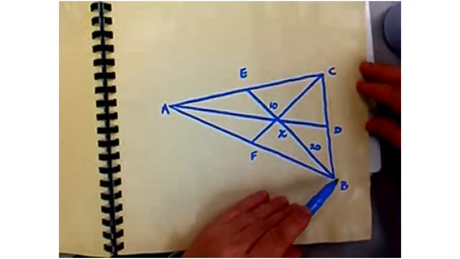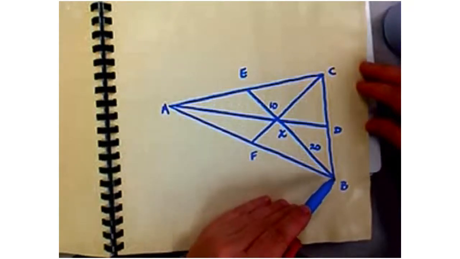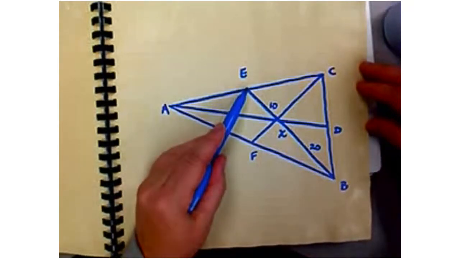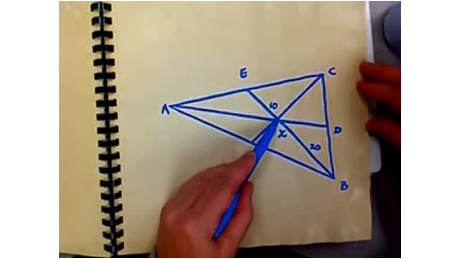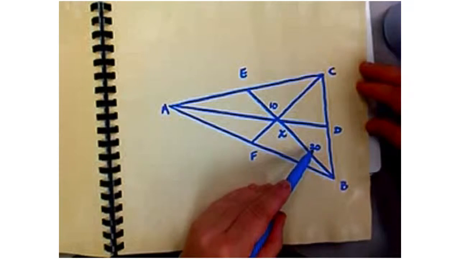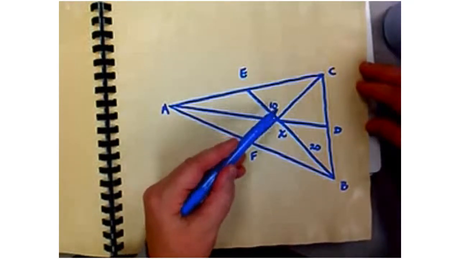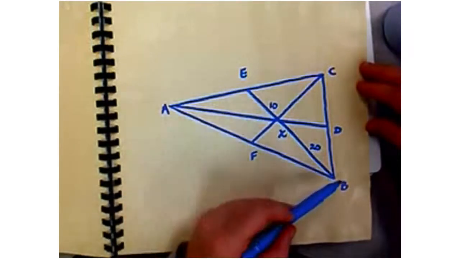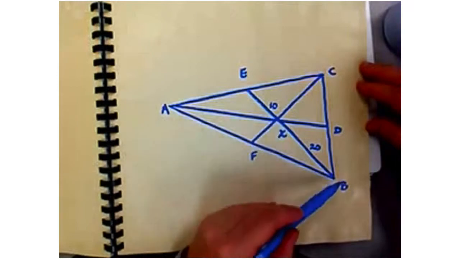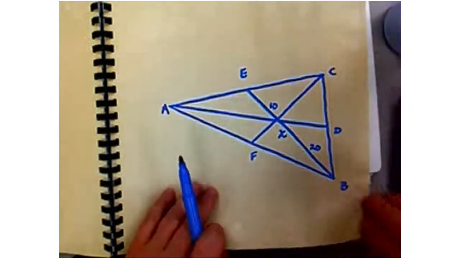They're showing us the measurement of the median BE, from the bottom right vertex B to the midpoint E at the side opposite. From B to X, the centroid, they're telling us that's 20. And from X to E, the drawing is saying it's 10. Notice the relationship. From X to E is half of from B to X, or B to X is double from X to E. Same as the last drawing.